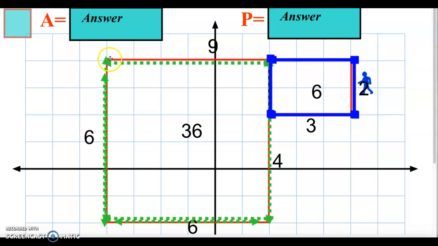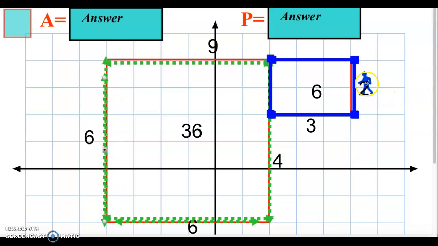So I counted all the way across, and this is 9 units across. So this green line plus this blue line is 9 units across. This is 2 units going down. This is 3 units across. This is 4 units going down, 6 units across, and 6 units going up.